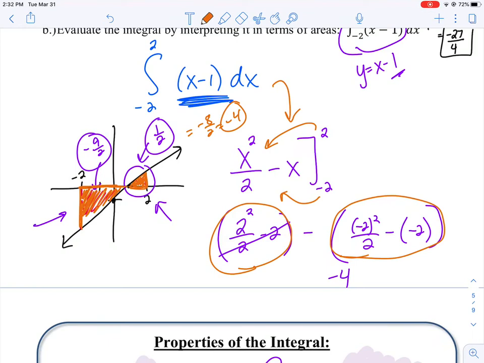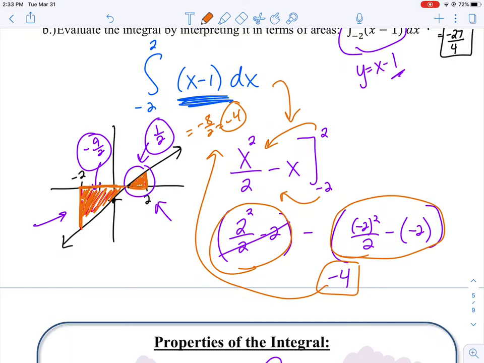You see what I got? I ended up getting -4. Well, isn't that the same thing that I got when I found the area using triangles? And so again, finding the area underneath the curve is the same thing as integrating it from a to b. And it's the exact area.